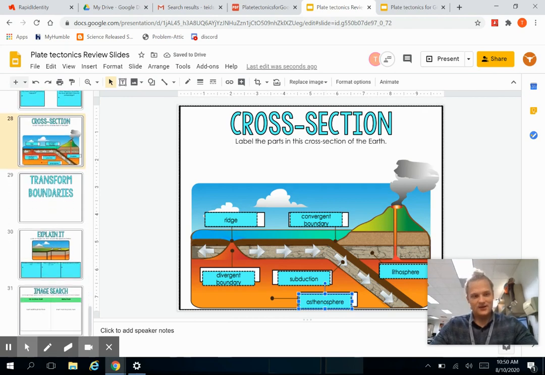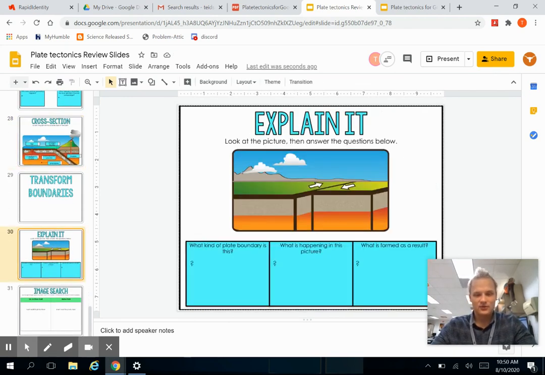Whew, you guys are doing great. We're going to make it. Okay, transform boundaries. We're almost done. So you're looking at this. Again, transform is going to be the sliding effect of plates. Okay, this creates earthquakes. What kind of plate boundary is transform? Where is it? What is happening in the pictures? The plates are sliding, and then what is the result?